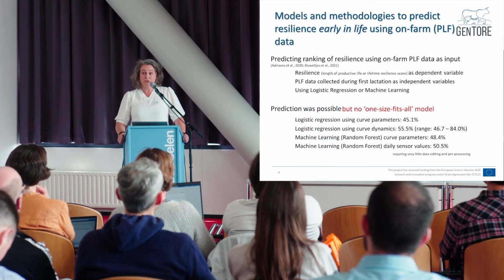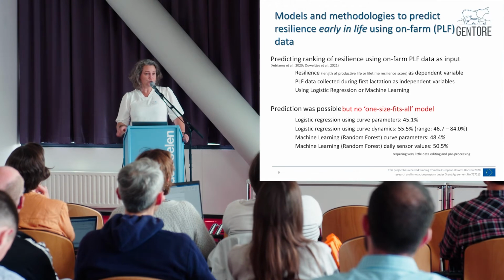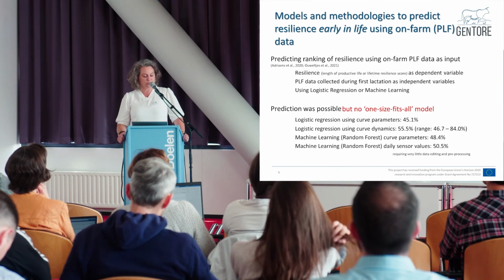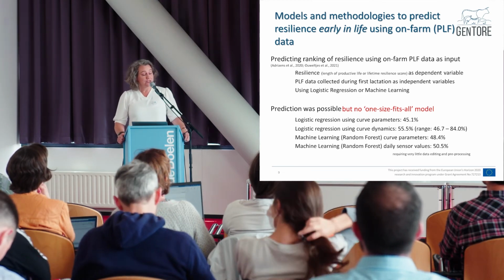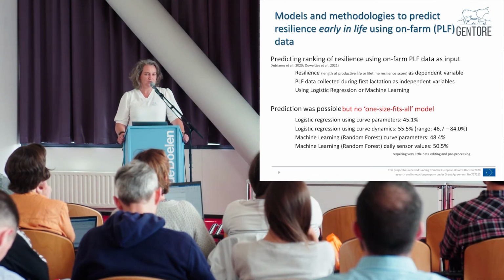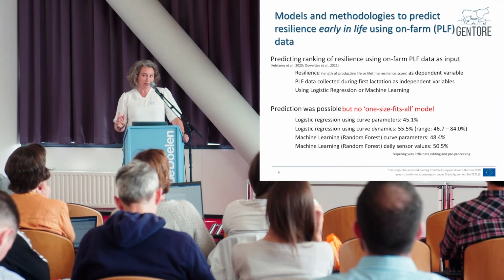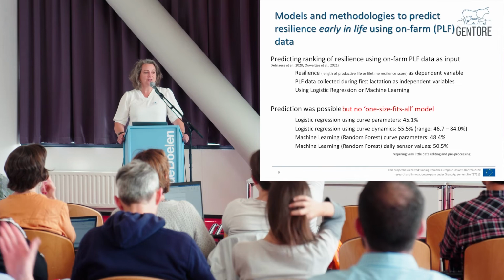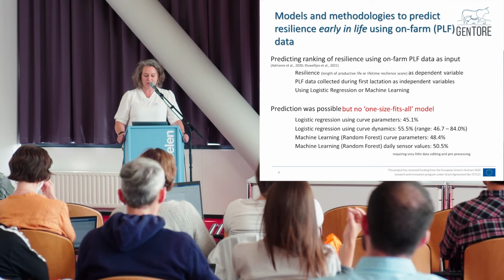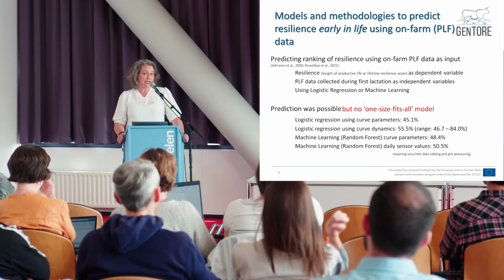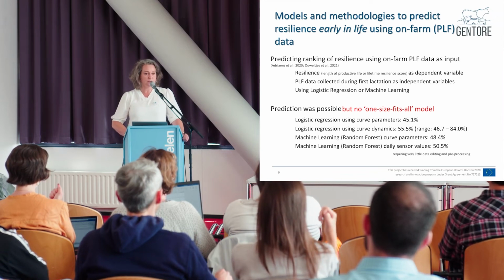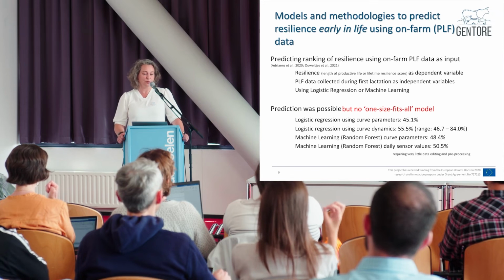We used, by the way, a logistic regression model and a machine learning model to predict the lifetime resilience score, using data in the first lactation. A quick glance here, you will see that we can predict it. It doesn't really matter which method we are using. But I would like to highlight that if we use the curve dynamics, so the specific details when milk yield is deviating from the predicted one, it seems to be better performing than the curve parameters, but there's a huge range between farms. So we were unable to develop a one-size-fits-all model.